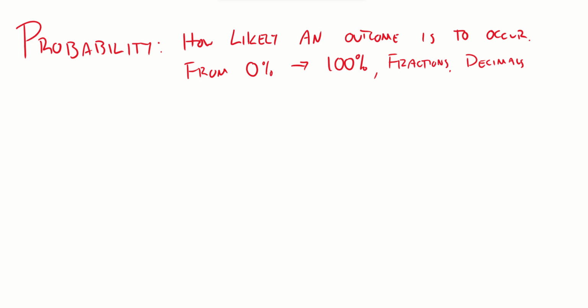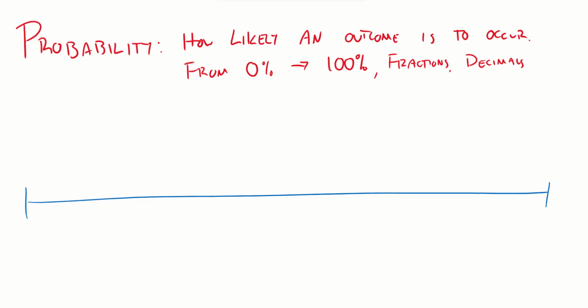All right, let's say I had a number line here. Over here, this was 0% and this was 100%. 0% we would call impossible. It will not happen. It's not going to happen. 100% we would call certain. This is going to happen. It's a 100% chance this is going to happen.